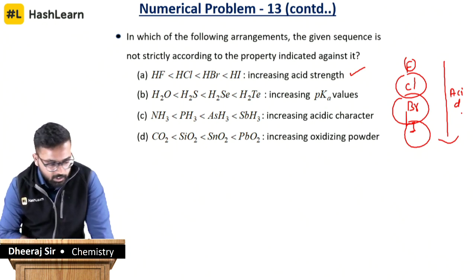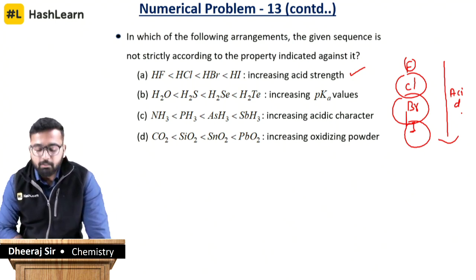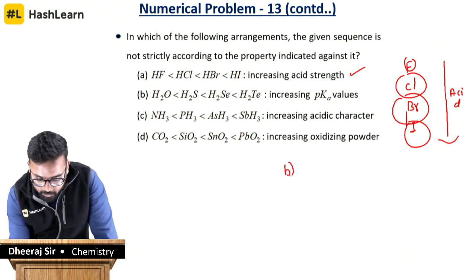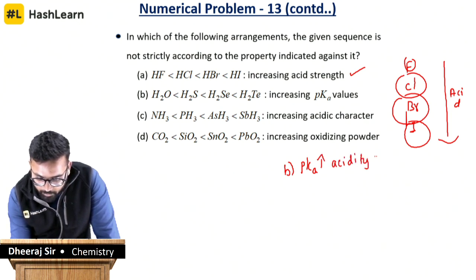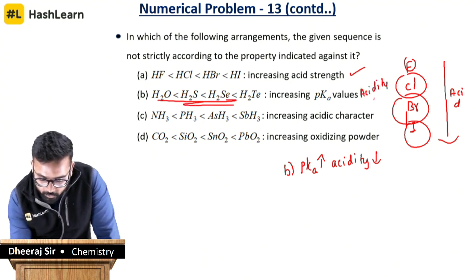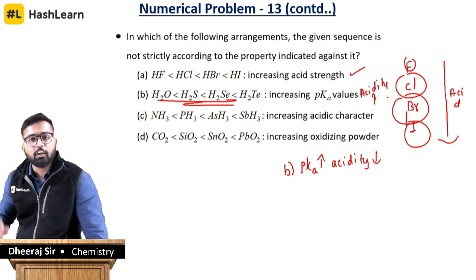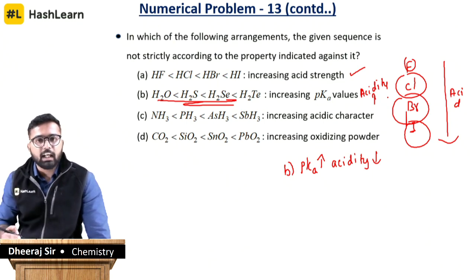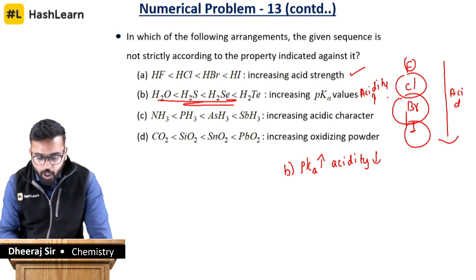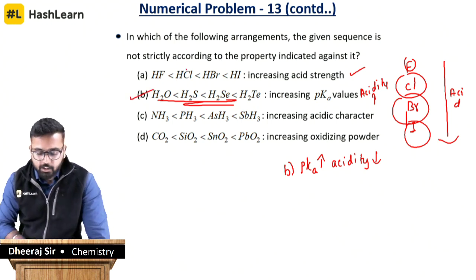If you look at the second option, it is H2O, H2S, H2Se and H2Te, increasing pKa values. You should know that for the B option, as pKa value increases, acidity decreases. But if you look at this, acidity should increase, because it's the same logic. Oxygen is smaller, sulfur is a little bigger, selenium is even bigger, tellurium is the biggest, and the biggest atom will be able to give away the H+ easily due to weaker bond formation. So B is wrong. It should have been decreasing pKa value, but it says increasing pKa value. So the right answer is B. I'll discuss the other two options also.